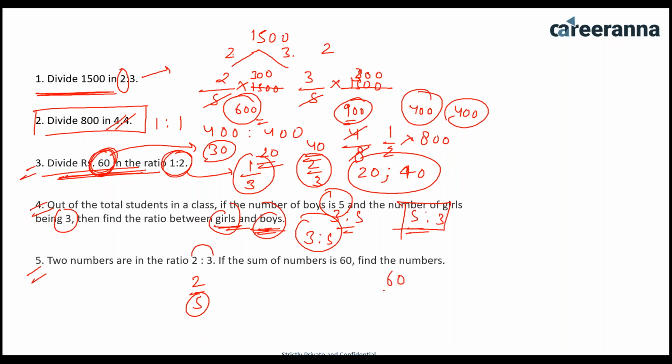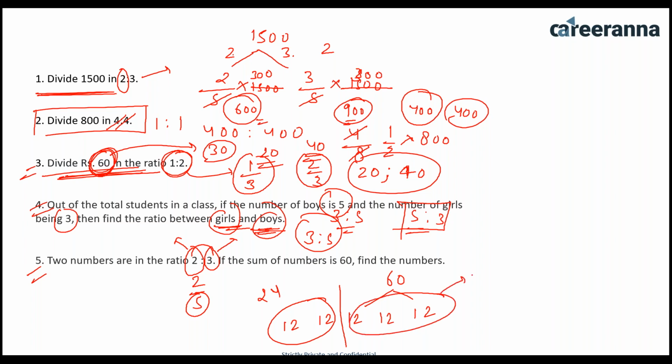So 60 is to be divided into 5 parts. 12, 12, 12, 12, and 12. These are 5 parts of 60. Now I have to give 2 parts to a person and 3 parts to another person. If I take 2 parts, this will be 24. And if I take 3 parts, it will be 36.